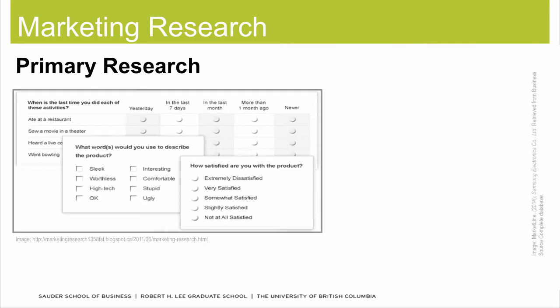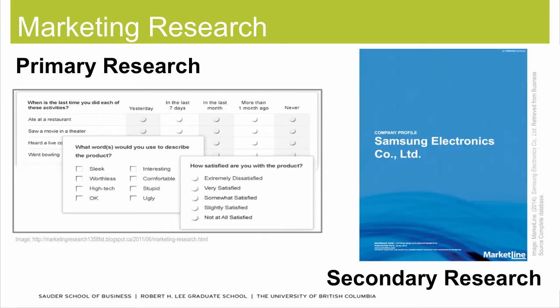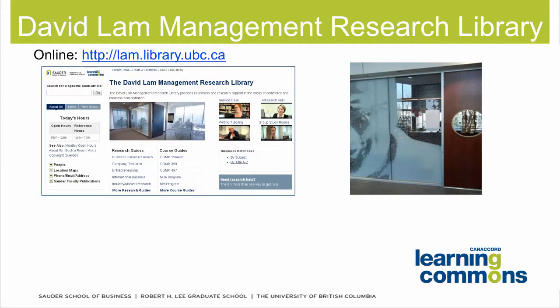Marketers are capable researchers. They do their own research, creating surveys and questionnaires to conduct what is called primary research. They also take advantage of material that's already been published. This type of research is called secondary research. Libraries are sources of secondary research.